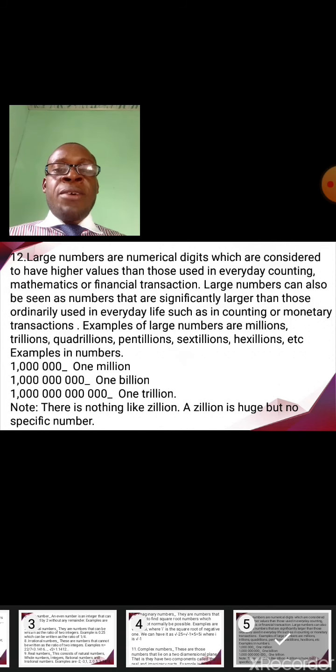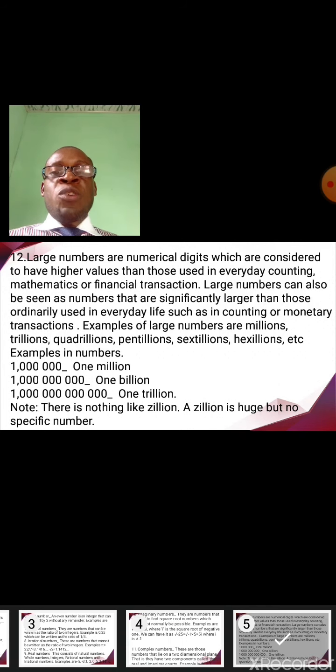Examples in numbers are 1 followed by 6 zeros, which gives us 1 million. Then we have another one, with 9 zeros, which gives us 1 billion. We have the next one, with 12 zeros, which gives us 1 trillion.